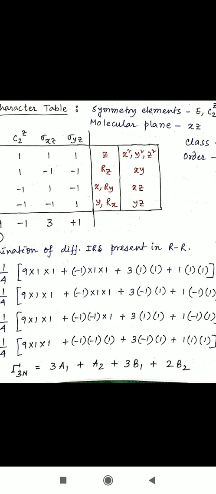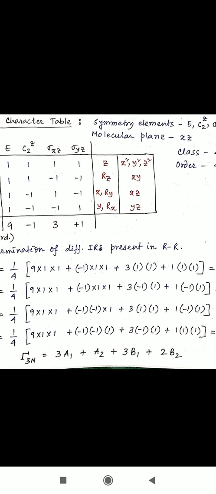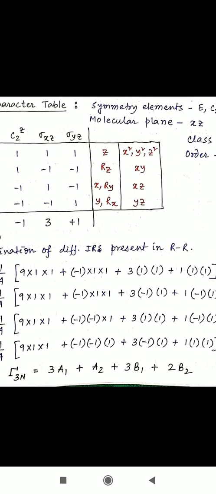You just have to write 1 by order into the sum of the reducible representation into the character of the different irreducible representation into the coefficients of the symmetry elements, and you have to sum all these things, and then you will get ultimately the different irreducible representations which are present in the reducible representation.